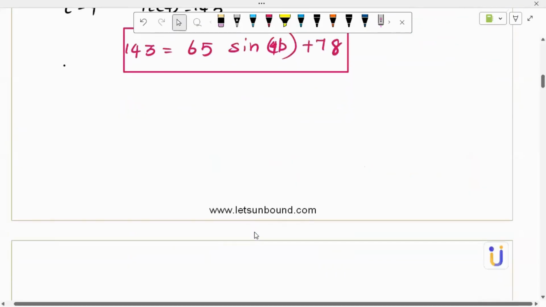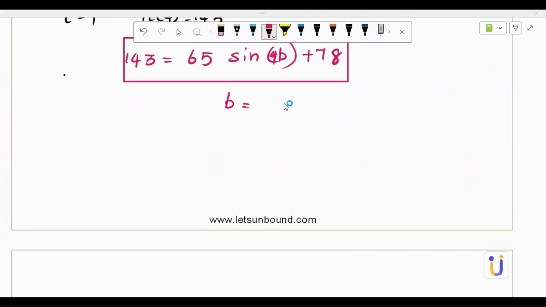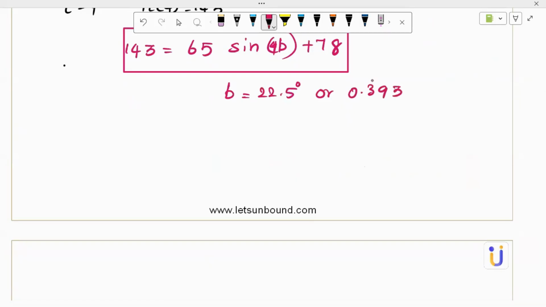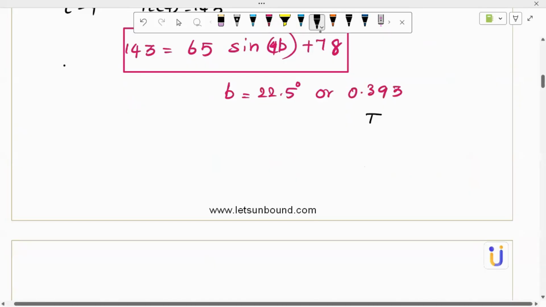Here. So what did we get for B? B is 22.5. We got 0.39 something. So 22.5 or 0.393. This is in degrees, and this is radian form. Another way is: 22.5 means half of 45, which is pi by 8. I will say that is good.